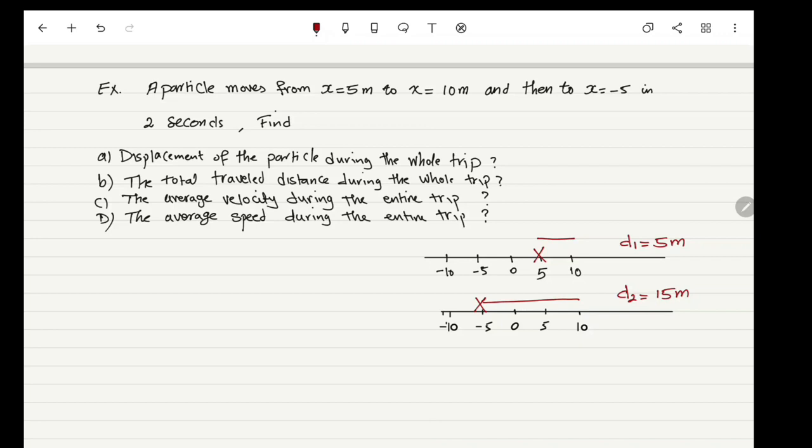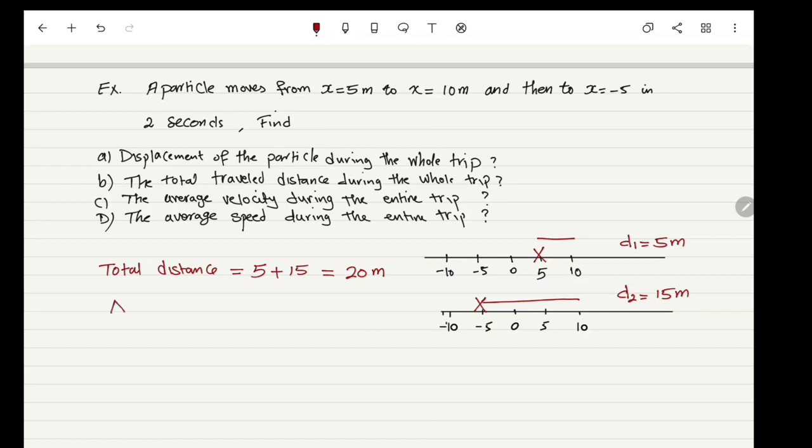It's not negative. Now, the total distance equals 5 plus 15, which equals, in this case, 20 meters.